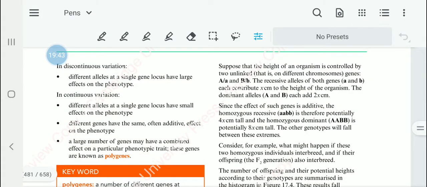Put a star and write down. In discontinuous variation, different alleles at a single gene locus have large effects on the phenotype. In continuous variation, different alleles at a single gene locus have small effects on the phenotype, and different genes have the same, often additive effect on the phenotype.